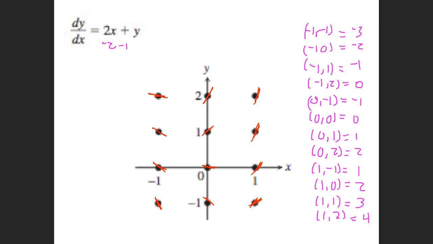And that is all they expect you to do. But they do want you to show your work here. You don't have to draw anything in, you just leave it like that. That is called a slope field.